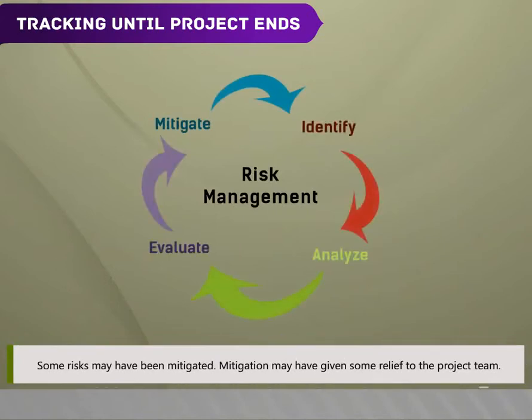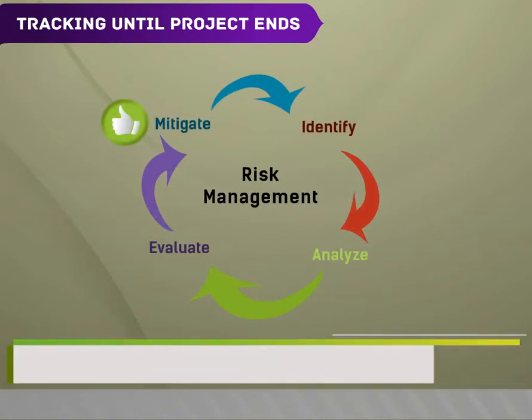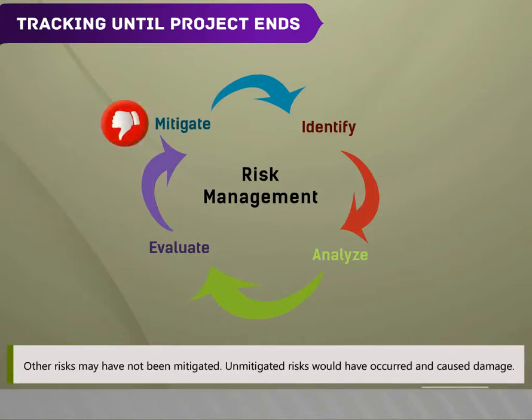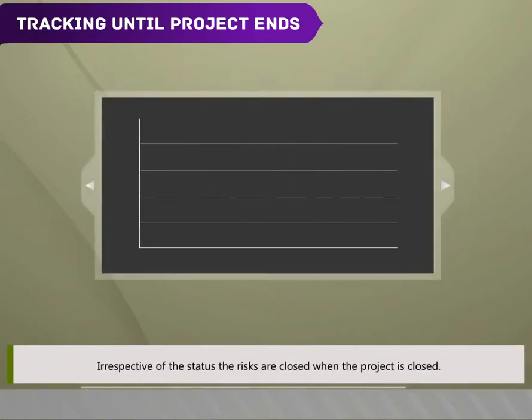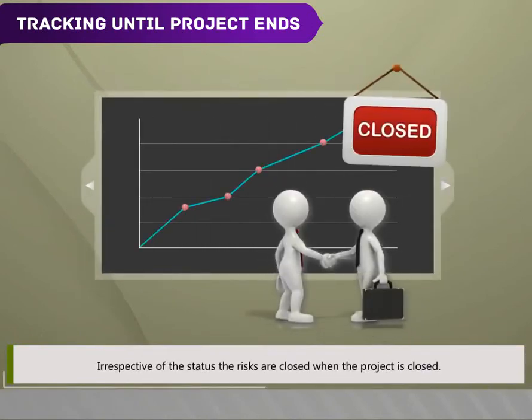Some risks may have been mitigated. Mitigation may have given some relief to the project team. Other risks may not have been mitigated. Unmitigated risks would have occurred and caused damage. Irrespective of the status, the risks are closed when the project is closed.